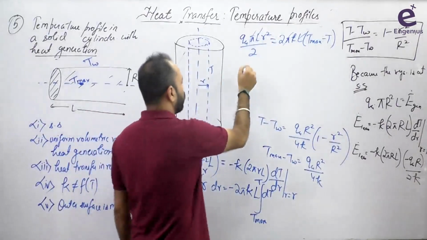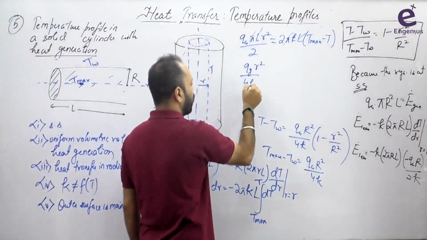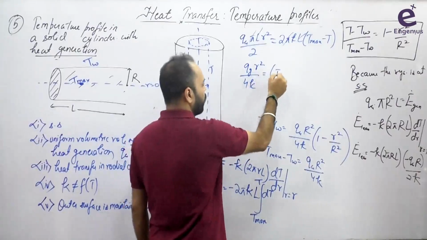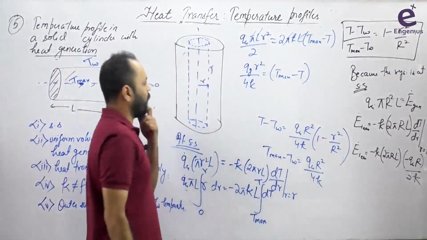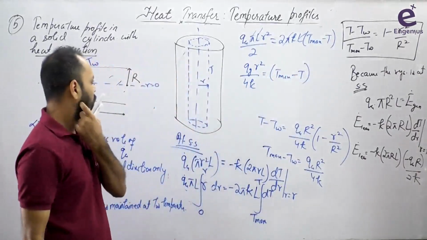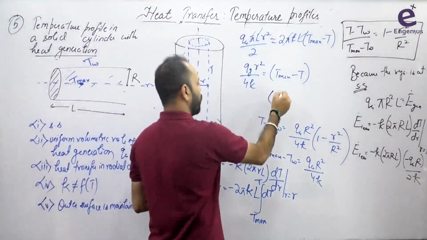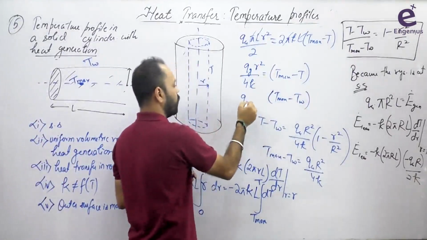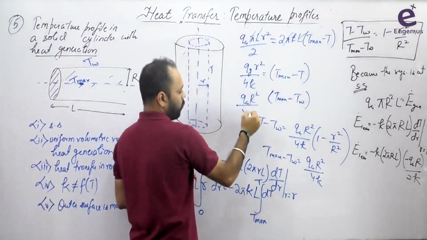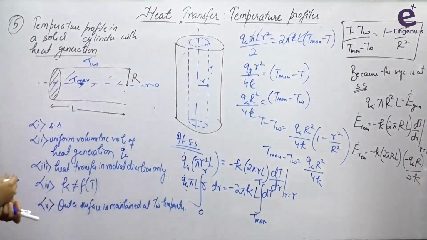4K. So Qg R² by 4K is equal to T max minus T, ये शायद मैं पहले भी निकाल चुका हूं, T max minus T. So T max minus T is this, right? If you put T is equal to Tw, T max minus Tw, then R should be capital R, Qg R² by 4K. ठीक है, same equation I can write, right? I can write the same equation.